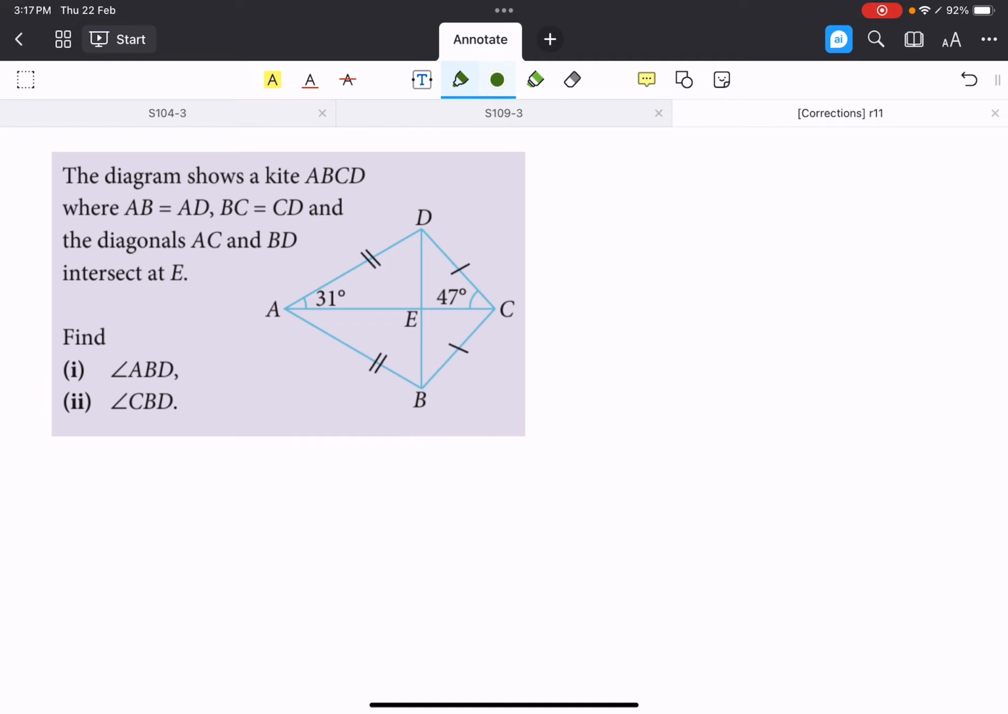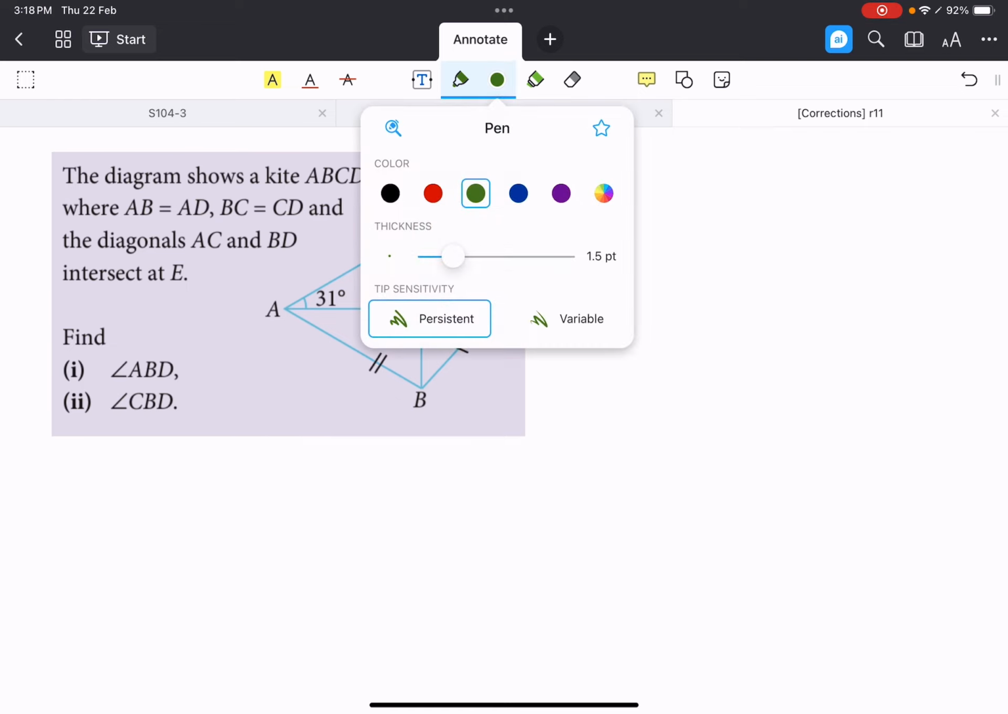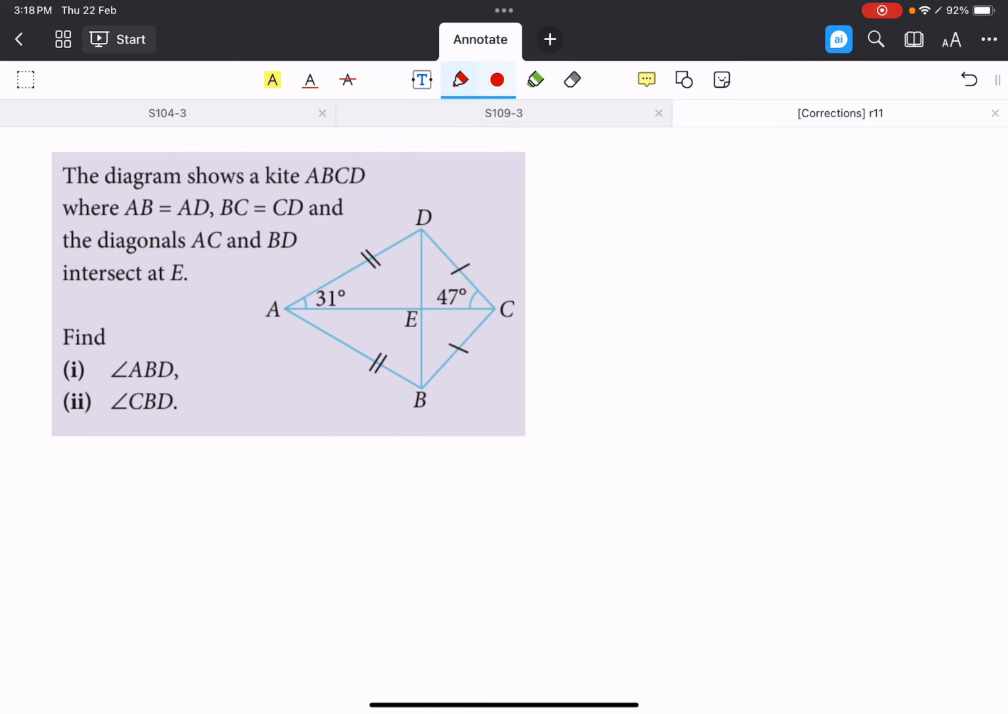Here we have a kite ABCD and we are given the diagonals AC and BD and we're supposed to find angle ABD first. Let's mark it out on the diagram so that it's clear what we are doing. ABD is this angle, this is what we want to find. To find this angle, we can find angle ADB and then use the isosceles triangle property.